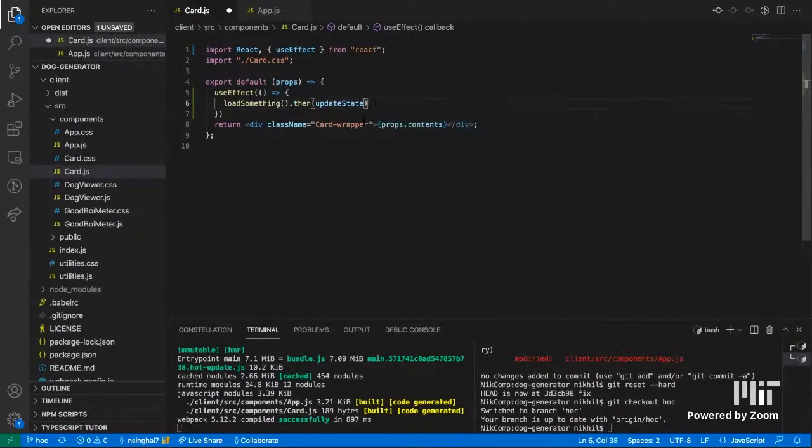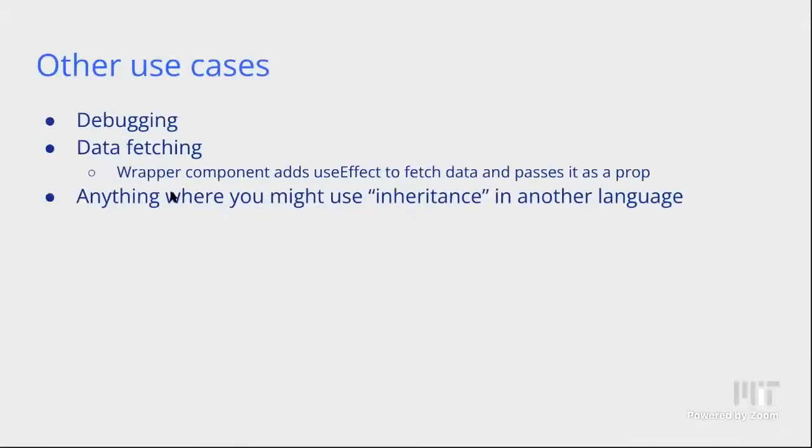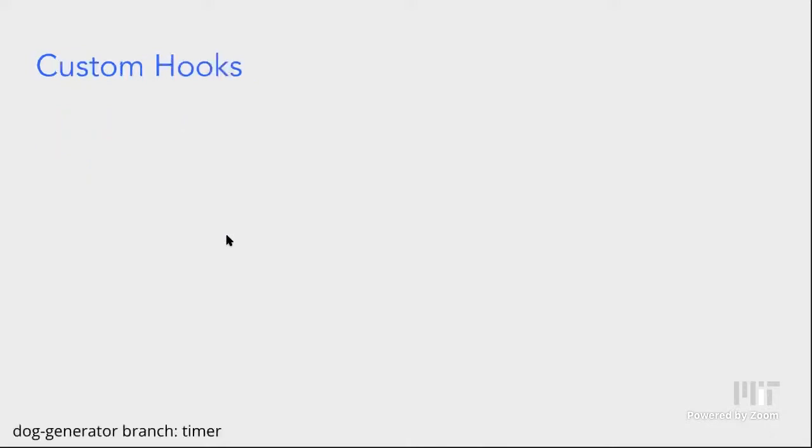And then we could pass that state into this props.content in order to help load some data. So that's one potential use case of higher order components. And in general, anywhere you feel like you might want to use inheritance, if you've gotten used to that from 009 or 031, this is a good use case for higher order components. However, a lot of higher order components have been replaced by custom hooks in React.